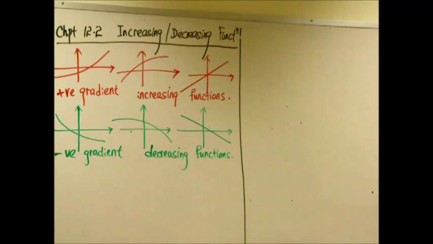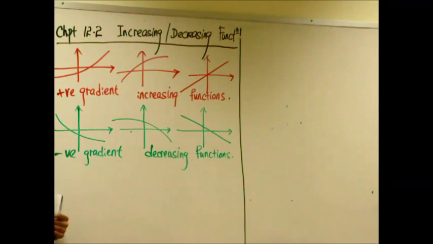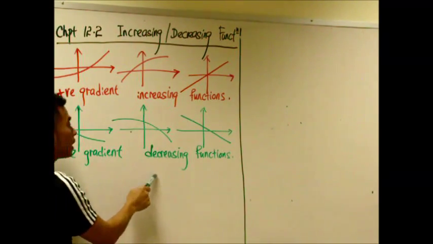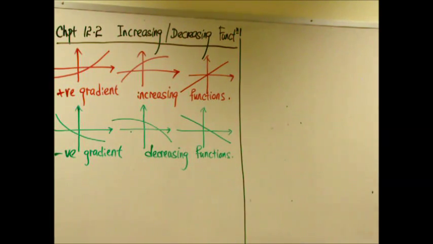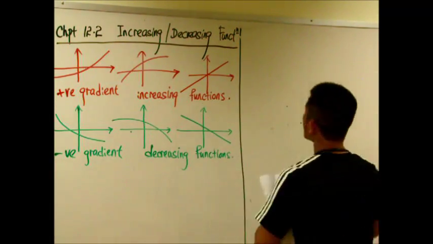And there you have it. These are the key terms to this particular chapter called increasing and decreasing function. Meaning, increasing function will have positive gradient. Decreasing function will have negative gradient. Okay, with that, we would like to go to one worked example from your textbook. Please refer to page 373.